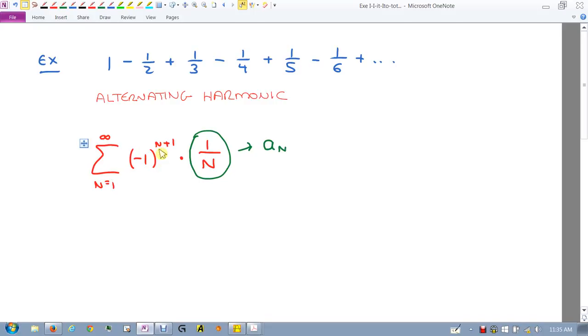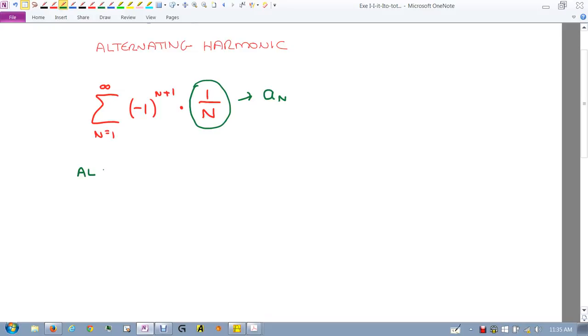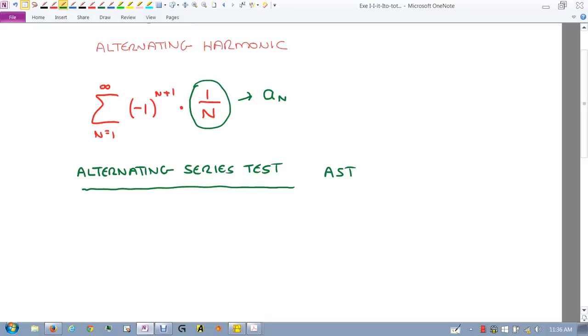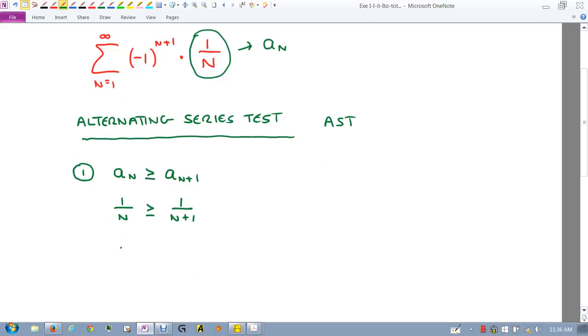This part does not come into it at all for the test. I'm going to let everyone know what I'm about to do. If you want to put AST for short, that's fine. The first thing I have to show is that A sub n is greater than or equal to A sub n plus 1 eventually. This is going to be super easy to show. This is 1 over n is greater than or equal to 1 over n plus 1, which means n plus 1 is greater than or equal to n, which means 1 is greater than 0, and that checks.